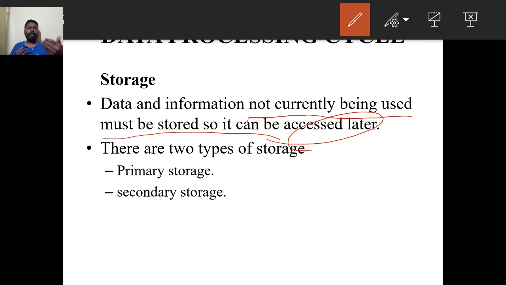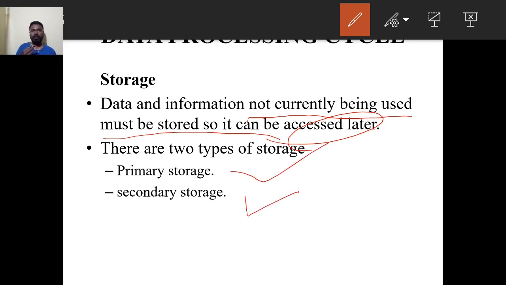Once you get the result, the data and information which are not currently being used, if you are using it, yes, you can use the data for calculation. After getting the result, if you are not using the data, you have to store it in the system so that we can access it later. Here there are two types of storage. The first one is primary storage, the second one is secondary storage.